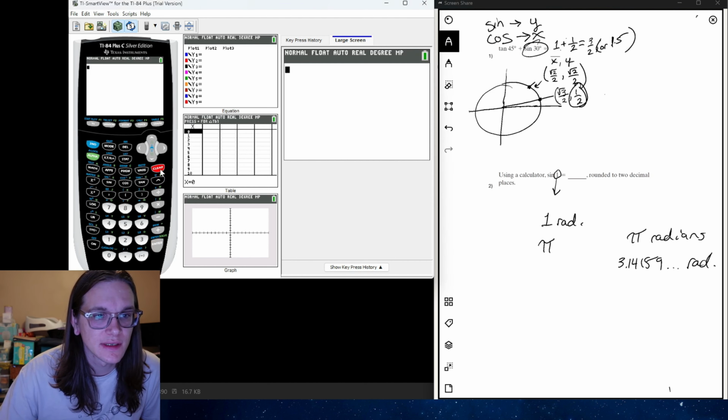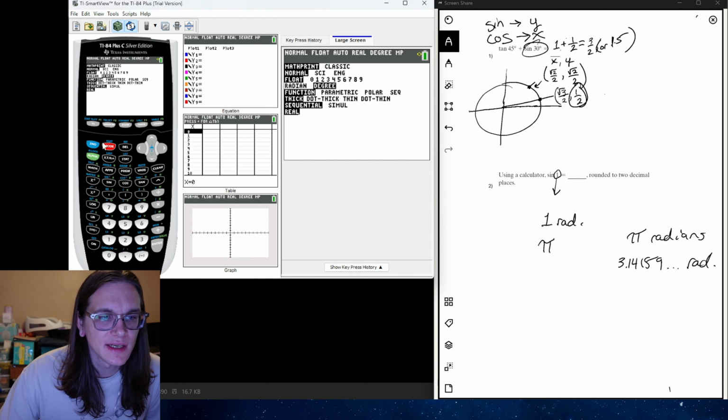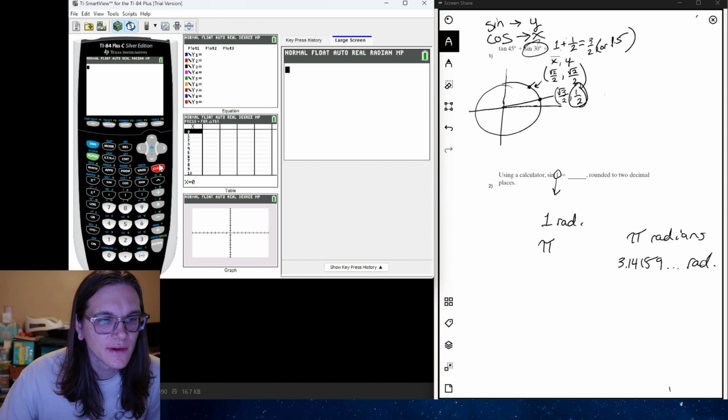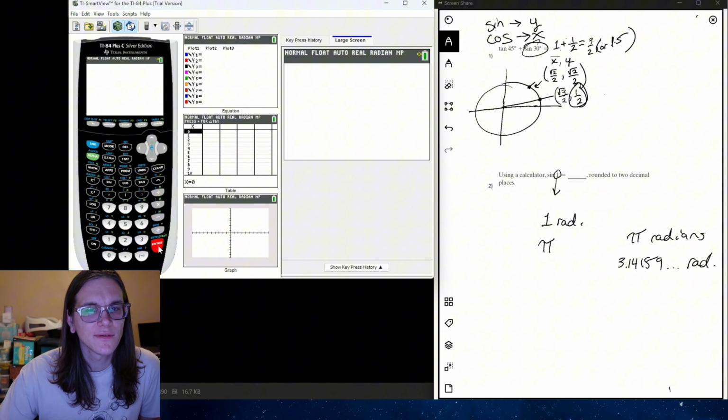Let's clear. I always like to clear my screen. Like I said, it's in radians. So we go to mode, tab down to radians and enter, and then get out with clear. Then we're going to do sine of, oops, that's an unnecessary parenthesis. Sine of 1, you can close it, but you don't have to.